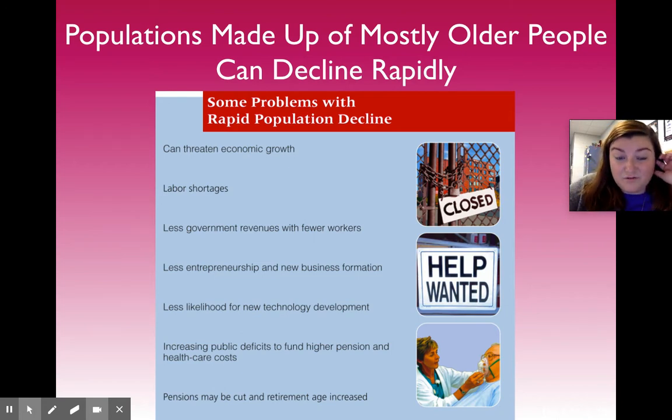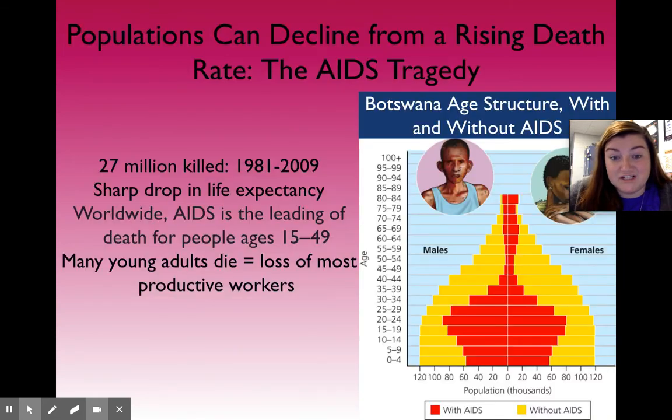It can threaten economic growth. There can be a shortage in the labor market. Not enough people able to work. Less government revenues with fewer workers. Less entrepreneurship and new business formation. Less likelihood for new technology development. Public deficits. Pensions cut. Retirement age increased.